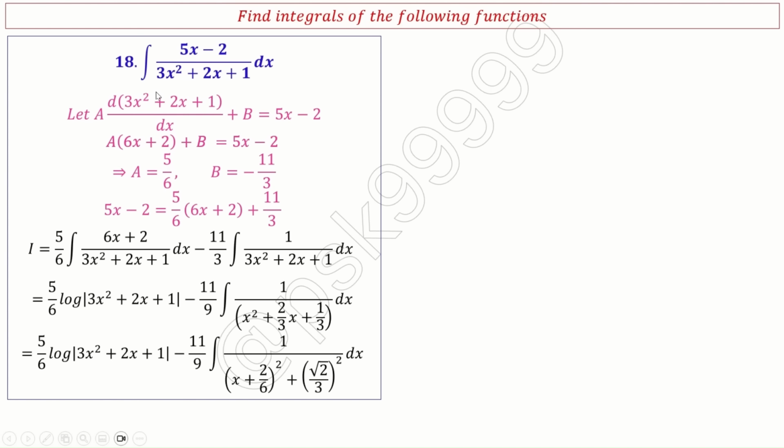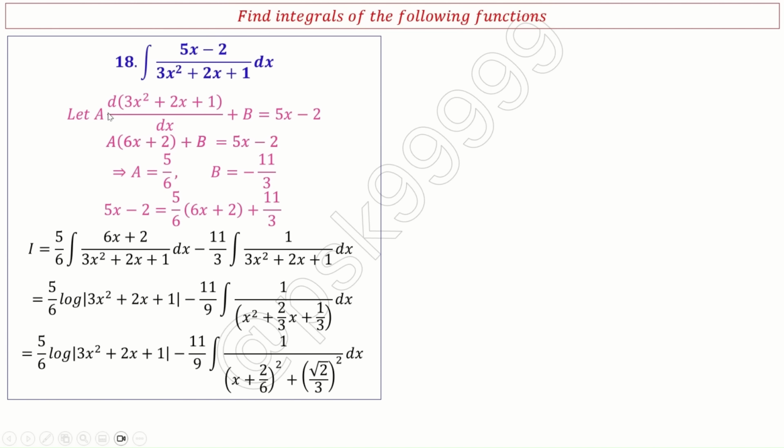Okay. So how is it? This is the integration of (5x − 2) divided by (3x² + 2x + 1) dx. How do you do this? If I take the denominator as t, dt is nothing but the differentiation of this, dx equal to dt. Which means the numerator should be expressed in the form of the differentiation of the denominator.